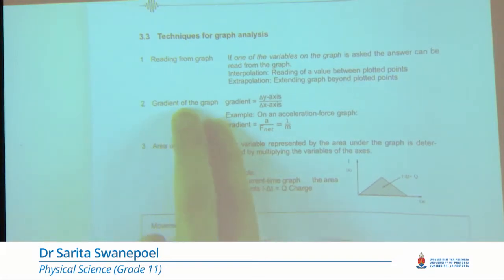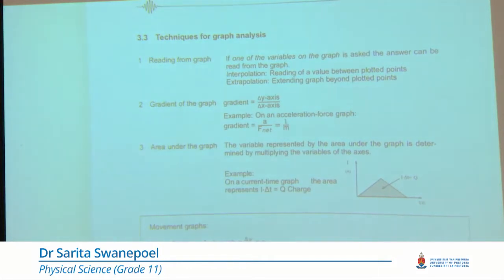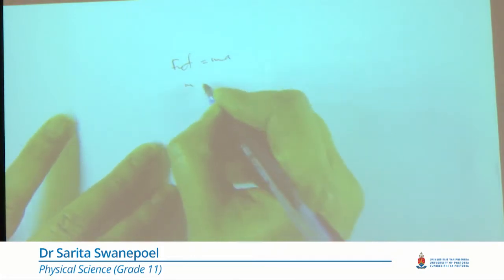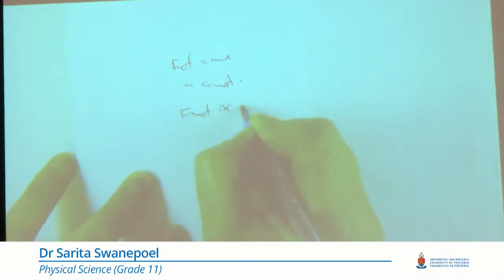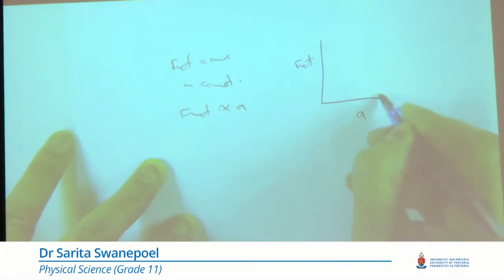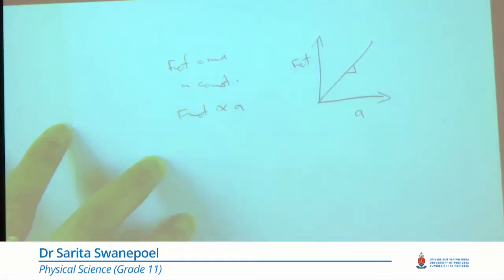Now we get to the second one, the gradient of a graph. How do you get the gradient of the graph? If you work out gradient, it's always y-axis divided by x-axis. So let's say we had F net equals m times a, and m was my constant because I was using the same object. Then F net was directly proportional to a. And if I draw F net versus a, that would be a straight line. What is the gradient of that line?